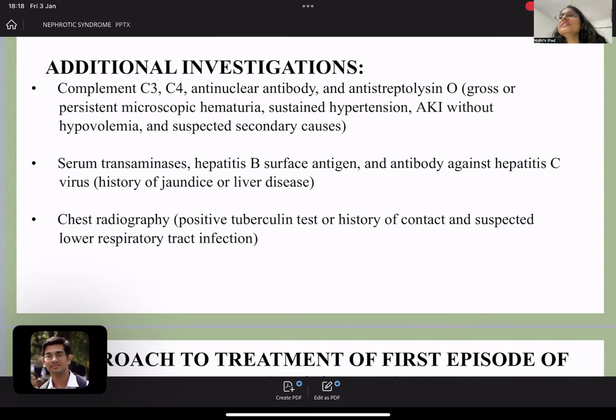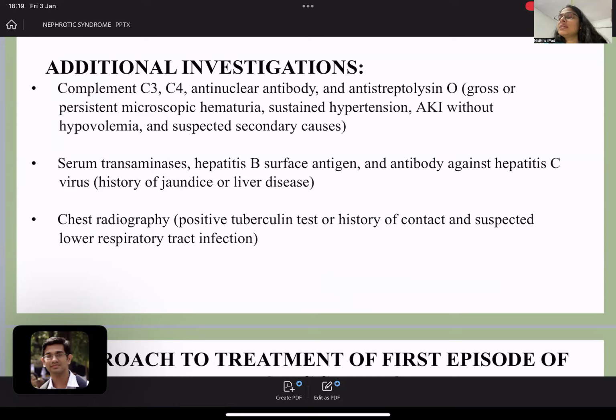The additional investigations are usually the ones to rule out a secondary cause of nephrotic syndrome. Firstly, nephrotic syndrome is idiopathic in 90 to 95% of cases. In that, the most common thing, and this is important from your exam point of view, the most common pathology that we see in the kidney is minimal change disease. What is minimal change disease? There is only effacement of the foot processes of the podocytes.